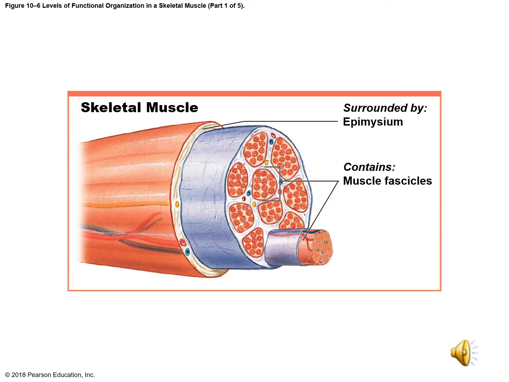The next 5 slides are just enlargements of figure 10.6 in the individual images, so you can see it up a little closer. This is the skeletal muscle itself with its epimysium surrounding the outside, the fascicles, which are surrounded by the perimysium, and the individual muscle fibers, which will be surrounded by the endomysium.